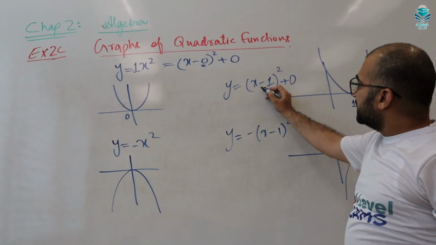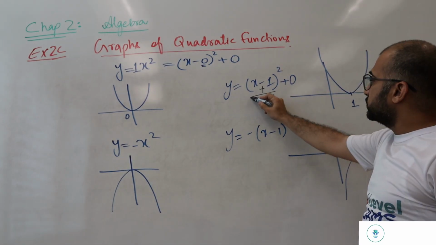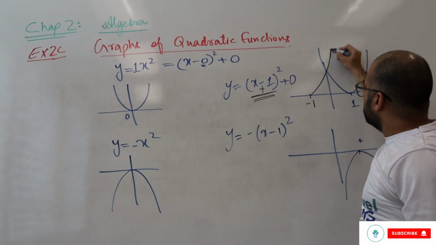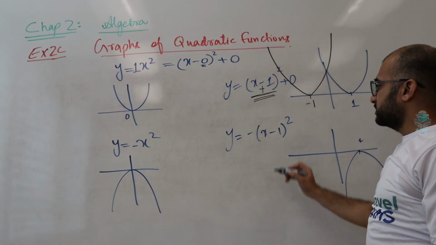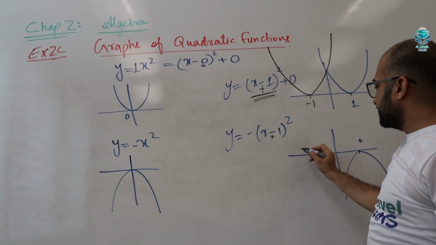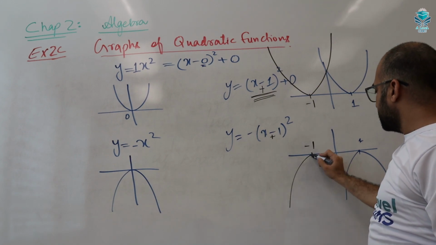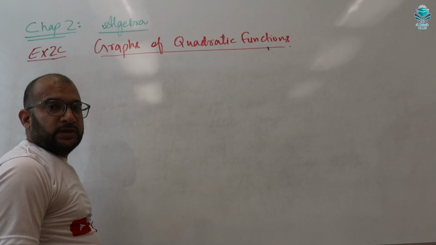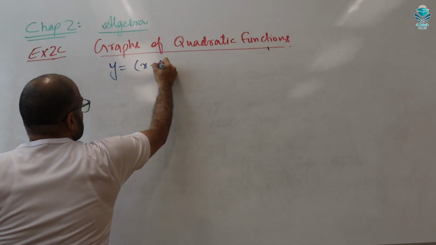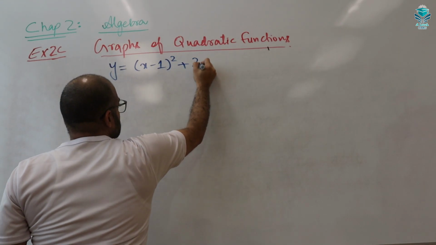So let's say if there is a plus, the zero of the factor will be at −1 and the graph will be like this. And similarly, if there is plus 1, you have to shift 1 unit to the left and the graph will be downward.